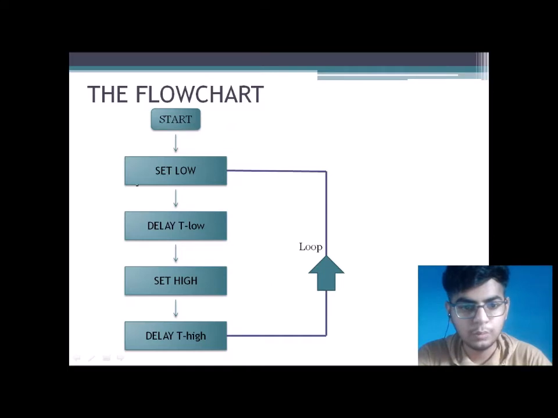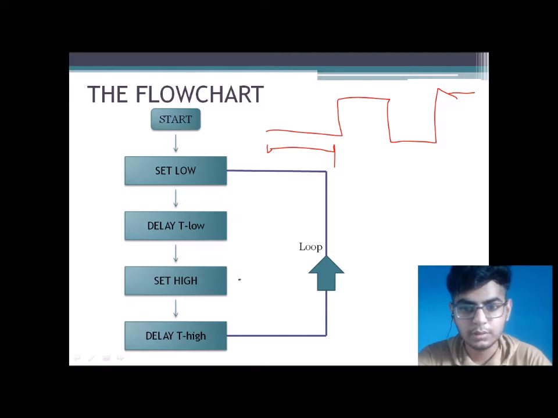Here is a loop you can see, and we start the flowchart here. We want to create a pulse like this. First we set the output of the pin low. This is the low part, and then we give a delay of T low time. This is the T low time from here to here, and then we set the pin high. This is the high, and then to set this pin high for time T high, we give a delay.